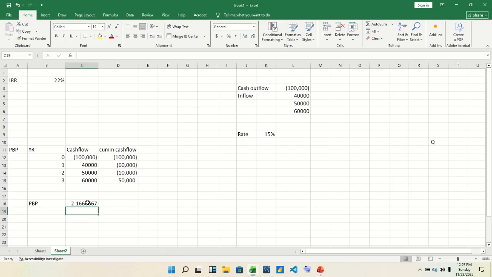So it means that in 2 years and 1 month and some few days, you'll be able to recover the money you invested in the business. That is, in 2 years and few months, you will recover your 100,000 back and start making profit. So this is how the payback period works.